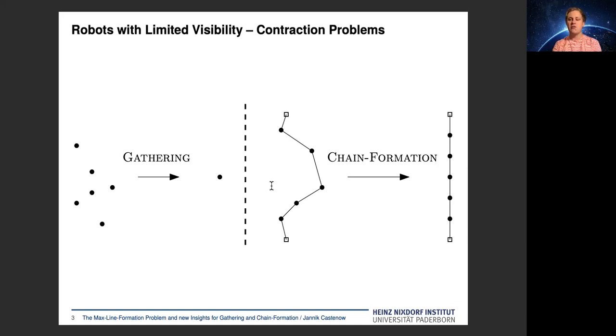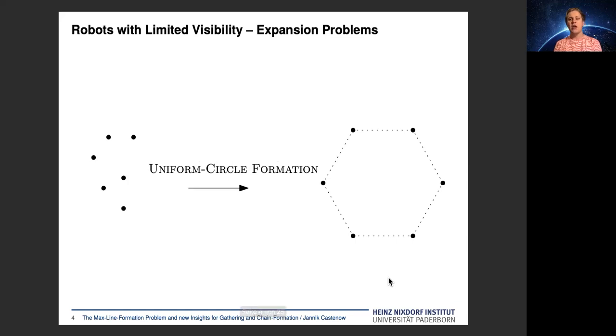Now, the goal of the chain formation problem is to reduce the length of the chain as much as possible, so to arrange the robots on the straight line between the two stationary outer robots. That's the goal here. On the contrary, we have the class of expansion problems, where the robots somehow have to spread out and cover a large area or maximize something.